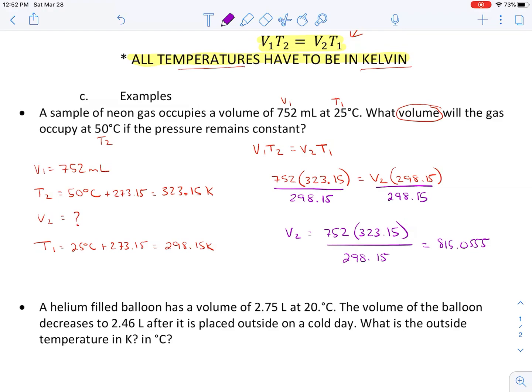815.0555. All right. If we look at sig figs, we're going to keep the number of sig figs of what we are solving. So we're solving for a volume, right? So we're going to save 3 sig figs in our answer. So V2 is 815, and our label, same one we had on volume before, is mL.